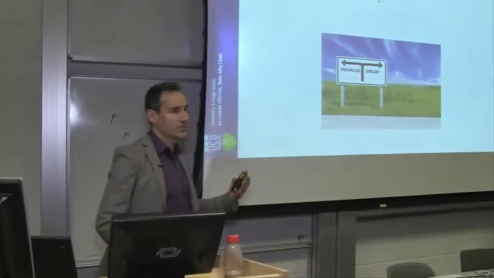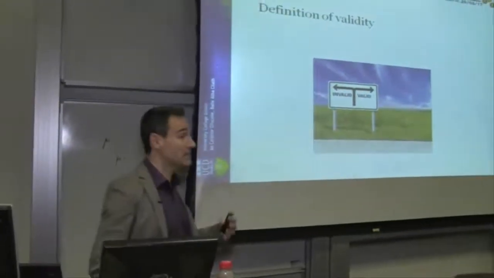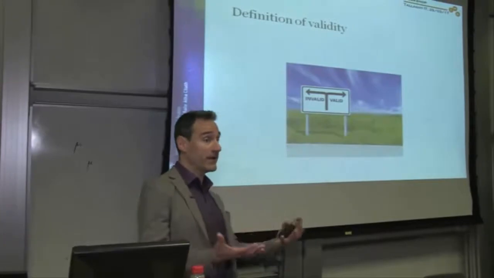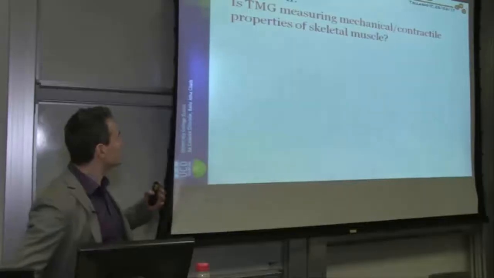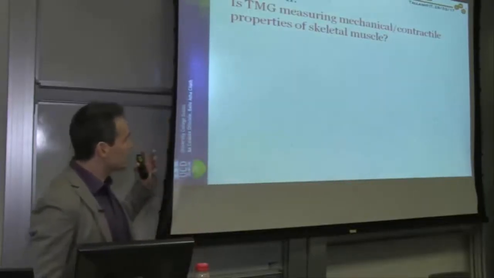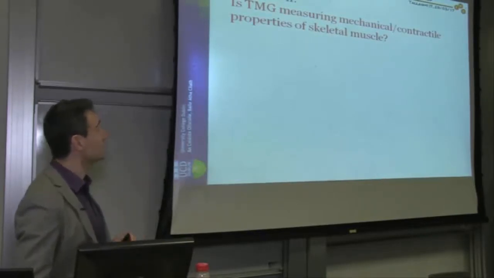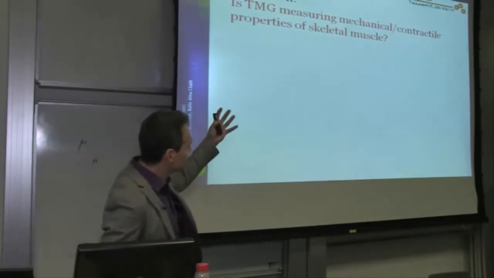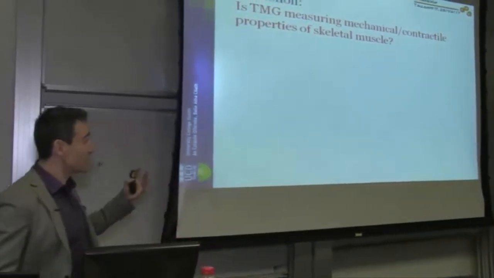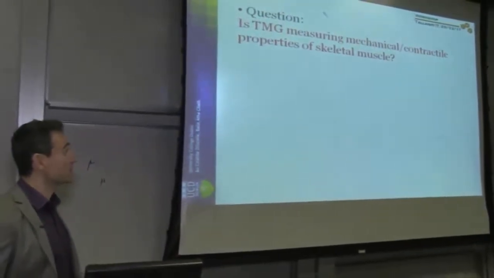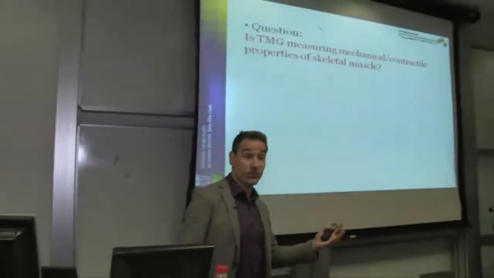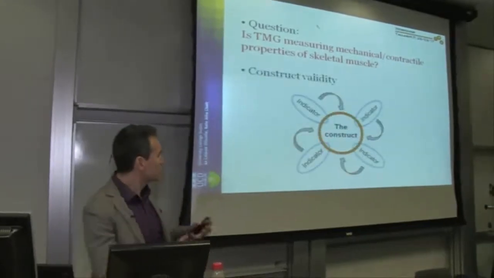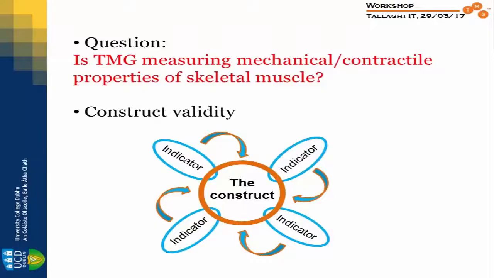Now, validity, as you probably know, is the extent to which an instrument, a device, a test, measures what it is supposed to measure. When we look at tensiomyography, a way to measure validity of this system is trying to answer this question: is TMG measuring mechanical contractile properties of skeletal muscle, as our friend claimed that he is actually doing? Now, the way to proceed is looking at construct validity.